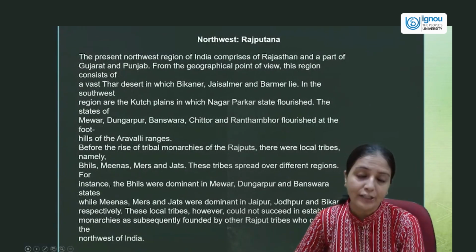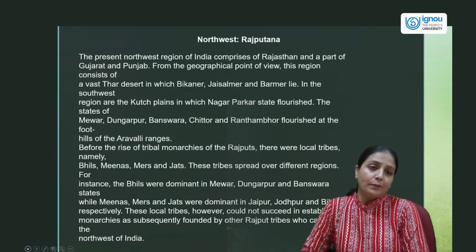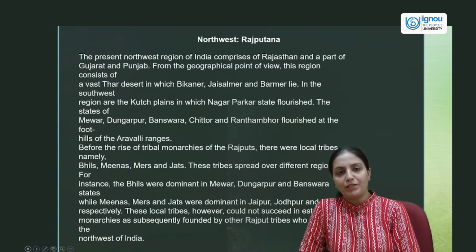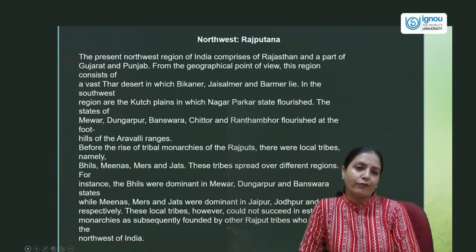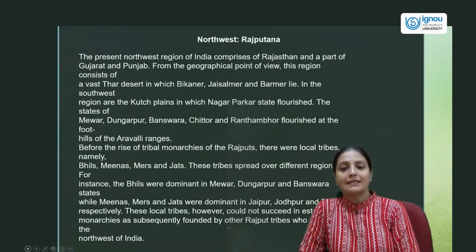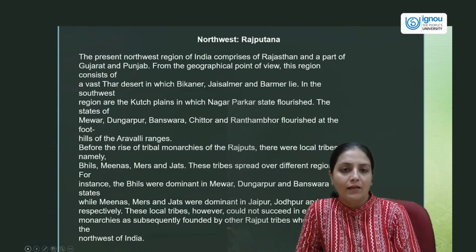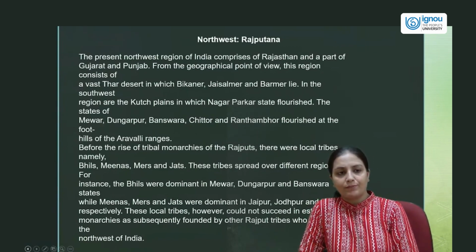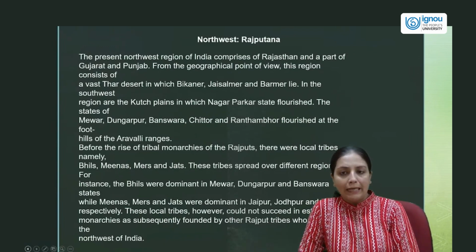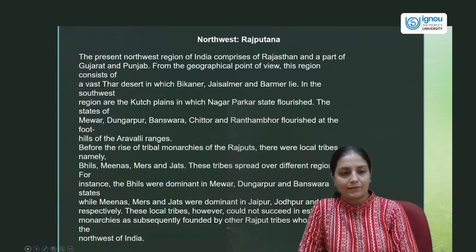Next, we are talking about Rajputana, that is connected with the northwest. The present northwest region of India comprises Rajasthan and part of Gujarat and Punjab. From the geographical point of view, this region consists of the vast Thar desert in which Bikaner, Jaisalmer, Barmer lie. In the southwest region are the Kutch plains, in which the Nagar Parkar state flourished. The states of Mewar, Dungarpur, Banswara, Chittor, Ranthambore flourished at the foothills of the Aravalli ranges.